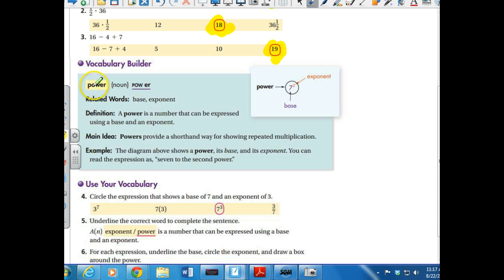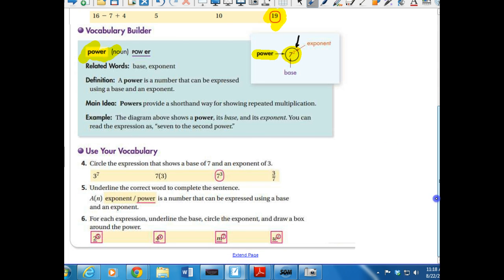They do introduce powers at this point, which is right here. And this is an example of a power, 7 to the power of 2. You'll need to know the 3 words here that the power is the entire part. The exponent is the 2 right here. And the base is 7. So you'll need to know those 3 words. If you forgot them, review those real quick. And hopefully you will know that.